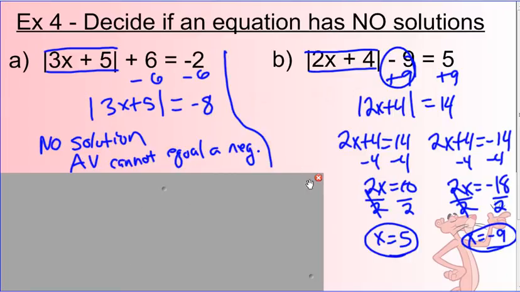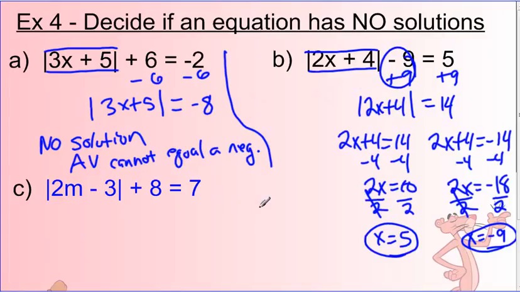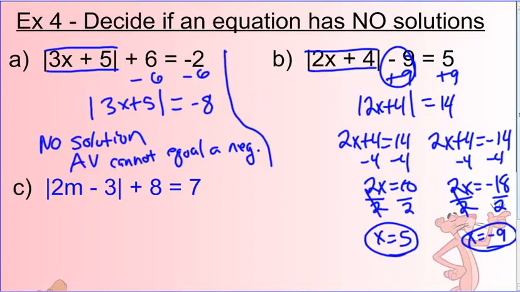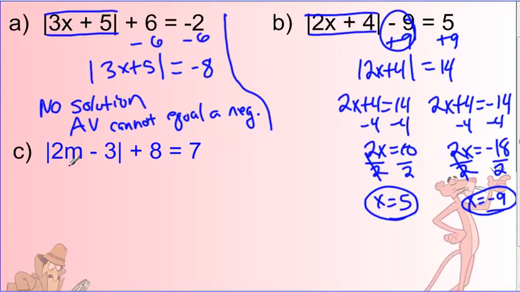All right. So, no solution if the absolute value equals a negative. Now, the absolute value has to be by itself first before you decide it's good or not. So here, please try letter C. See if it has a solution. Get the absolute value by itself first. If it does not have a solution, you write no solution. Go ahead, pause the video, and do that now.